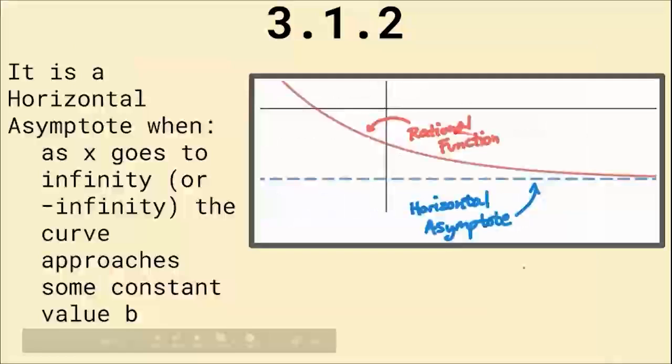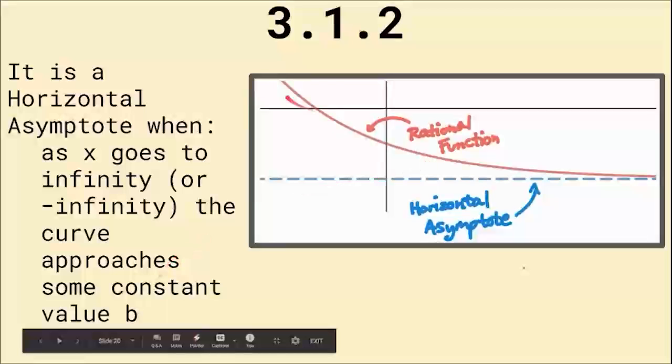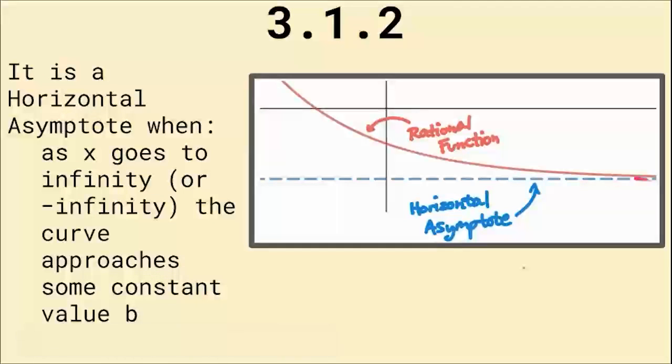It is a horizontal asymptote when x goes to infinity or negative infinity and the curve approaches some constant value b. I kind of already said that, but here we go. We have this going closer and closer to some value. It's never going past it. It's just getting infinitesimally closer to it, but never actually reaching it. That is what a horizontal asymptote is.